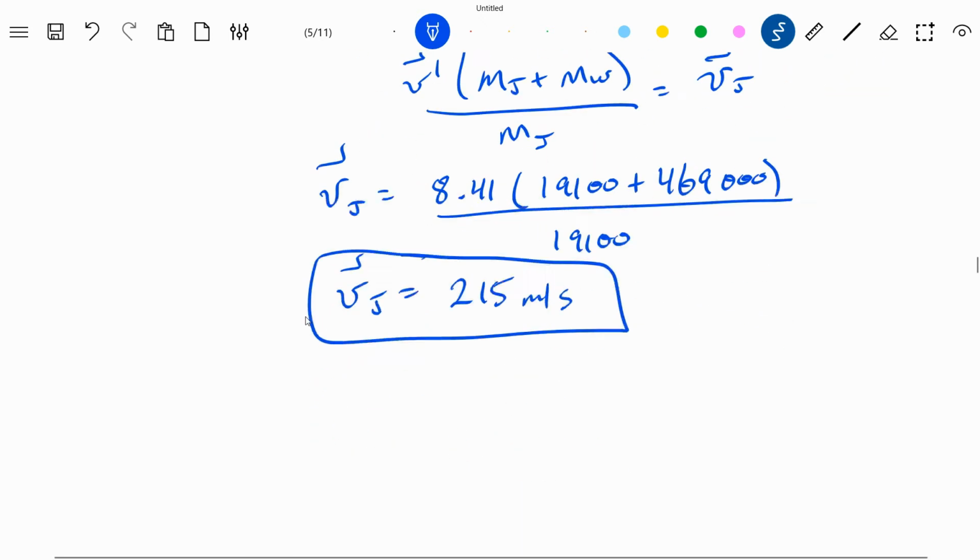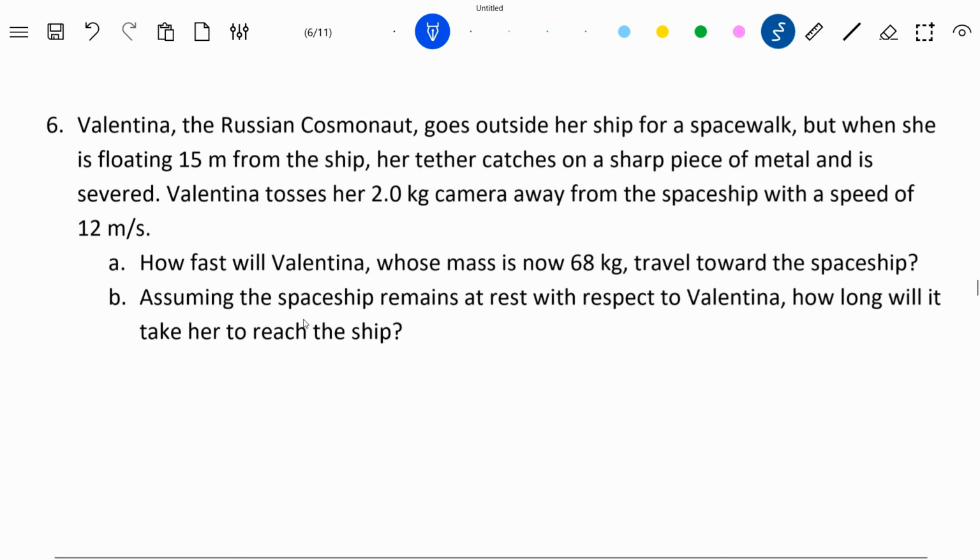Awesome. Moving on. Number 6. Valentina, the Russian cosmonaut, goes outside the ship for a spacewalk. Very timely, right, with the recent news of the rocket launch. But when she's floating around 15 meters from the ship, her tether catches on a sharp piece of metal and is severed. Oh no, this is catastrophic potentially, but fortunately I think Valentina knows physics and she's going to save herself.